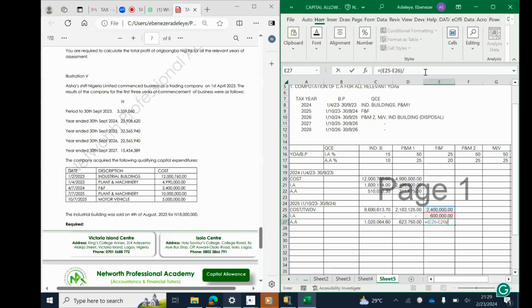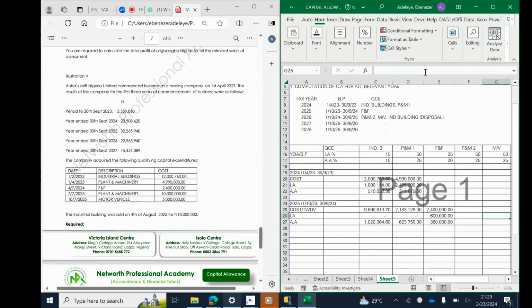Abiodun, right? Yes. 2.4 million minus 600,000 divided by what? 5, right? The number of useful life is 5. That's accurate. Thank you for that again. All right, so that's 360,000. Therefore, that is all for that particular year, right?